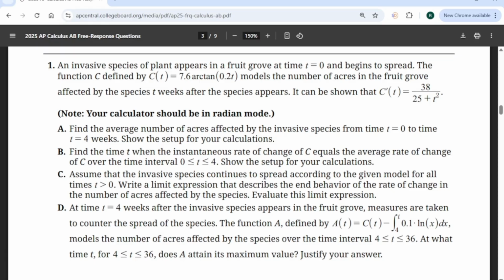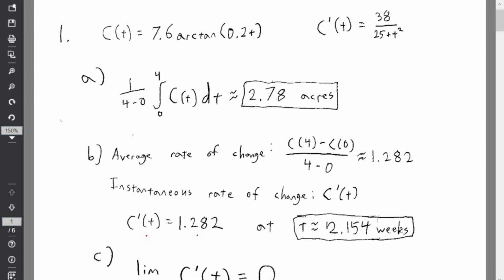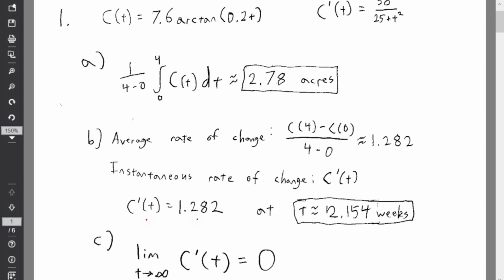Over in part C, we are continuing to spread, and we want a limit that talks about the end behavior. Now, end behavior tends to be limits as we approach infinity. So if we want the end behavior of the rate of change, then we are going to find the limit of C prime of t. So we want the limit as t approaches infinity, end behavior, of C prime, the rate of change, which is 0.